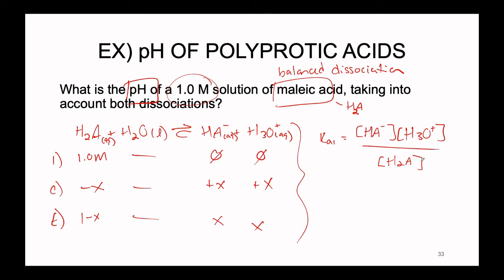Now here we can substitute in the values from our equilibrium table, our ICE table, where the concentrations of HA minus and H3O plus are each X. So when we take that together, we're going to get an X squared. The concentration of H2A is going to be 1 minus X.